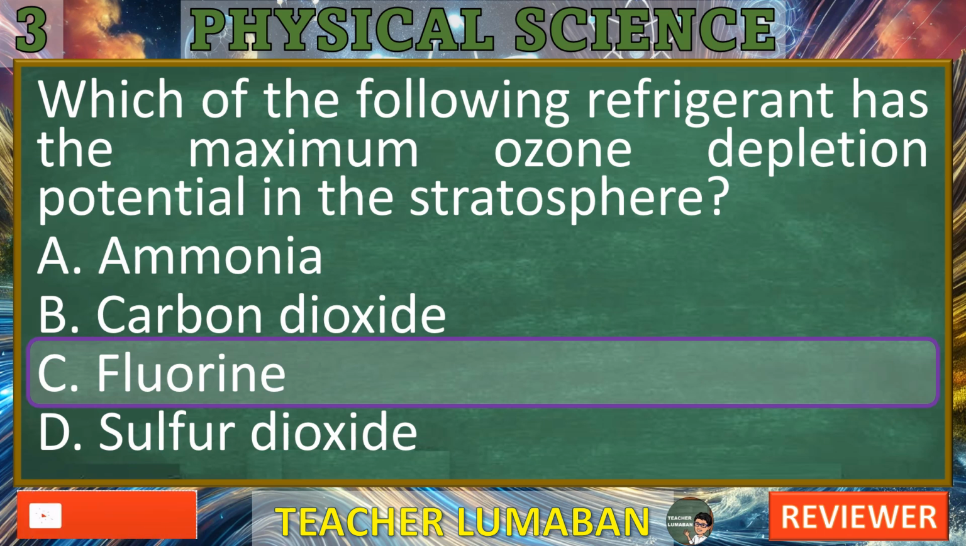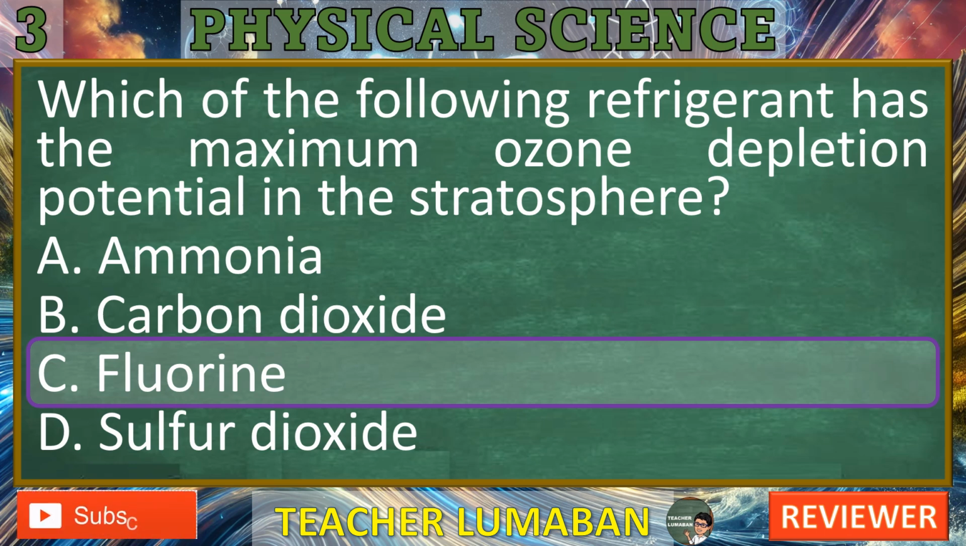C. Fluorine, as part of CFCs, chlorofluorocarbons, which contain fluorine, chlorine, and carbon, have the highest ozone depletion potential. When CFCs reach the stratosphere, they release chlorine atoms that break down ozone, O3, molecules, leading to ozone layer depletion. This is why CFCs have been heavily regulated and phased out under international agreements like the Montreal Protocol.